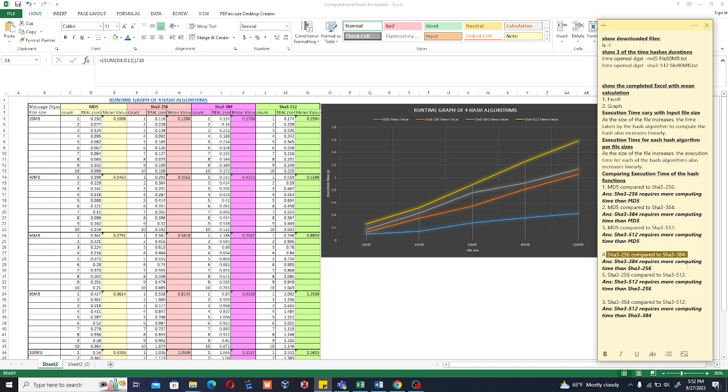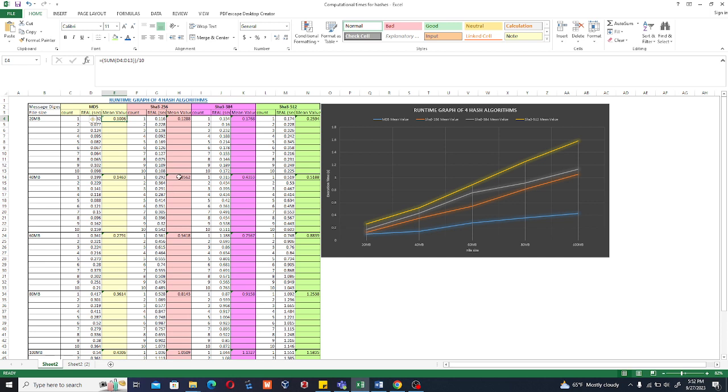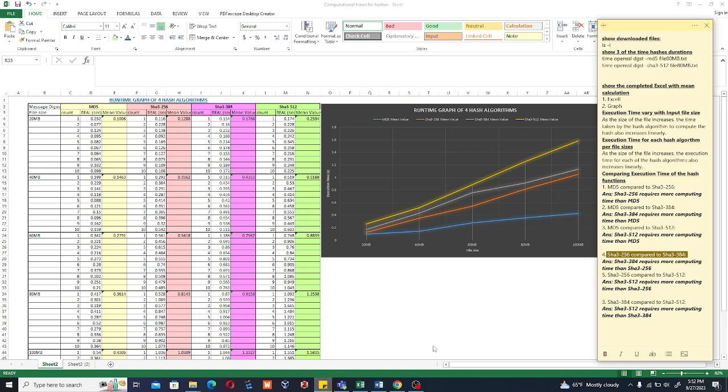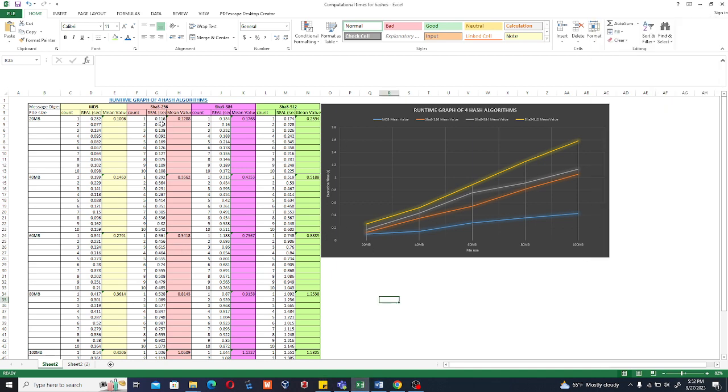Comparing SHA-256 to SHA-384, and any of them, you can see that the cost in computing power also increases, and this is simply because of the hash space that the output goes to. This needs to output 384 bits, whereas this will go to 512, so it requires more time to hash to 512 bits as compared to 384. So clearly we have seen the relationship as the file size increases.